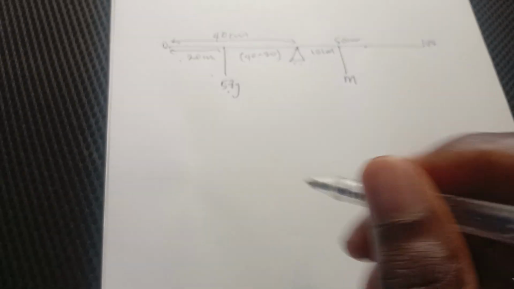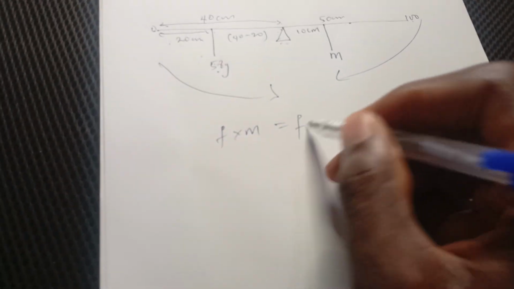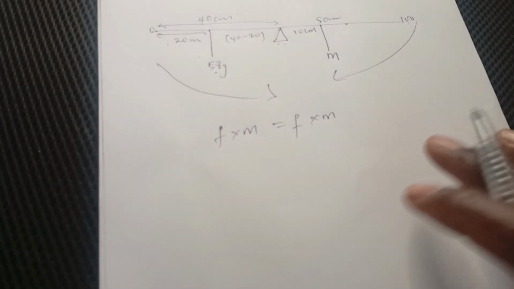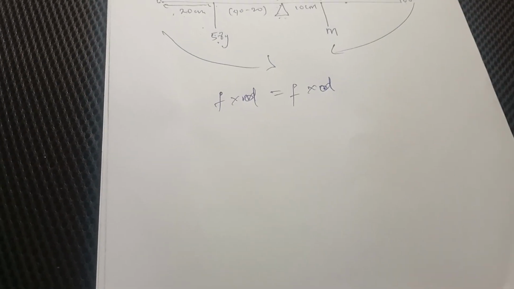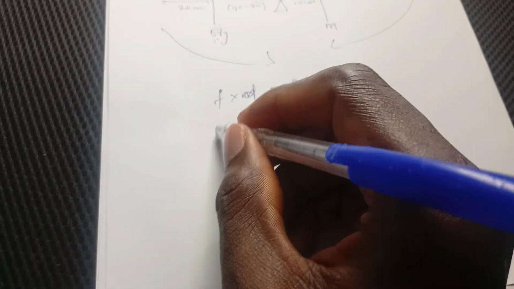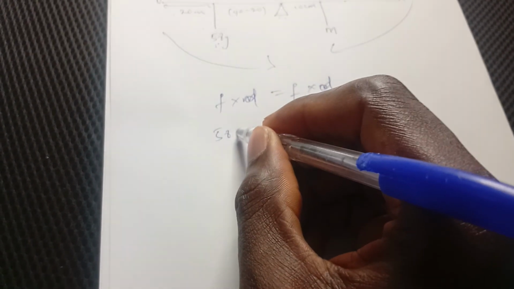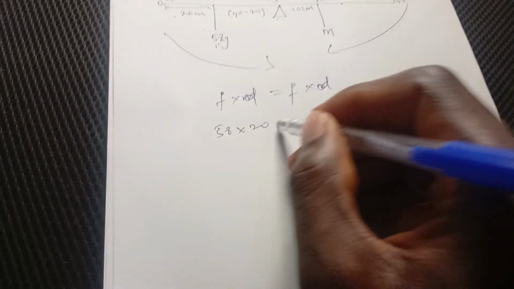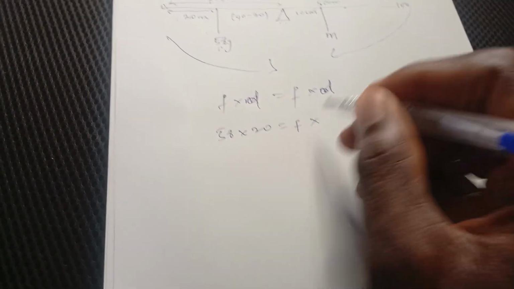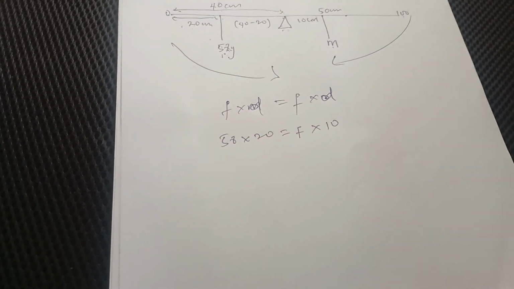So here we can work this out by applying the principle of the moment of force, which says the moment of force at the anticlockwise is the same as the moment of force at the clockwise. That is, force times distance for anticlockwise is the same as the force applied times the distance apart. So that would be 58, the mass suspended there, times 40 minus 20, equal to this force M times the distance apart, which is 10.